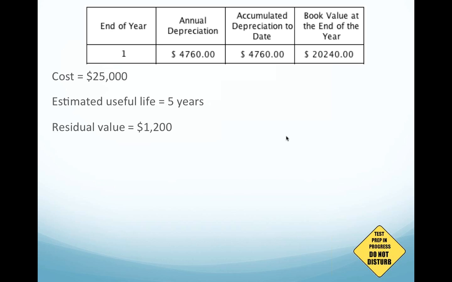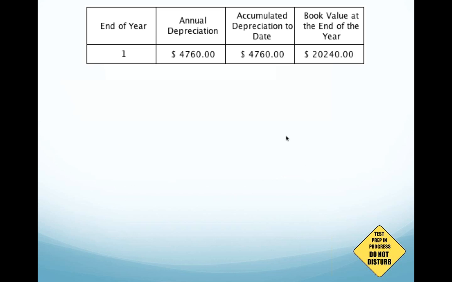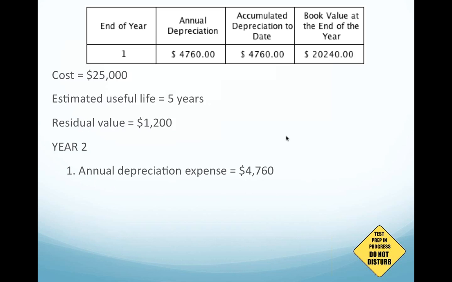For year 2, the depreciation is going to be the same every year, so that's going to be 4,760 again. Why is the depreciation the same? Because it's straight line depreciation. So that means the depreciation does not change. It's the same every year.